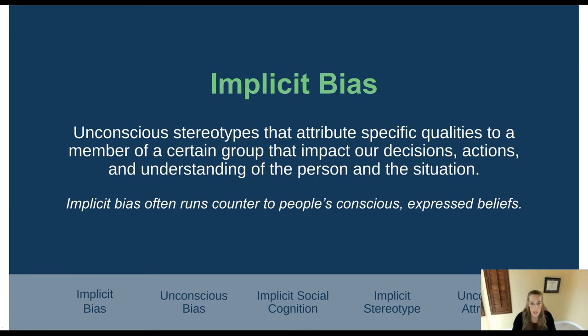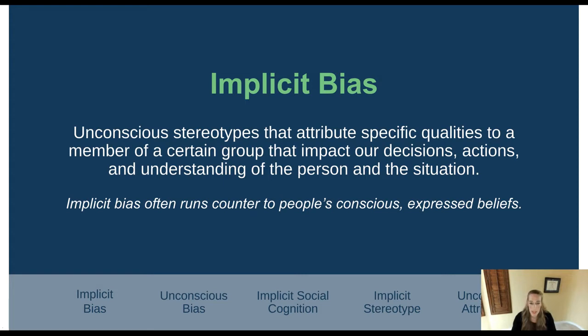However, there's one important aspect to understand when it comes to implicit bias. Implicit bias can often run counter to people's conscious expressed beliefs. For example, there are very few physicians who espouse racially discriminatory views, and yet doctors tend to recommend less pain medication for Black patients than for white patients with the identical injury. So in other words, people can be explicitly unbiased, but implicitly biased.